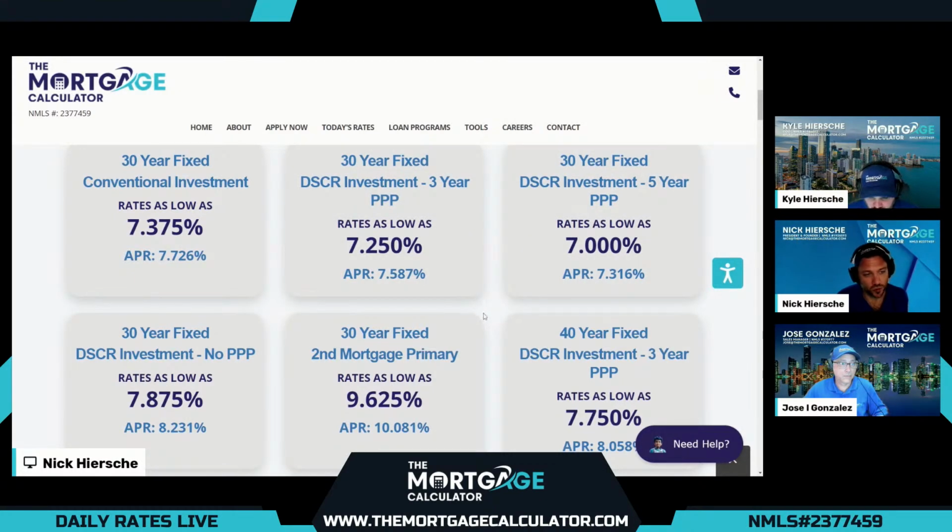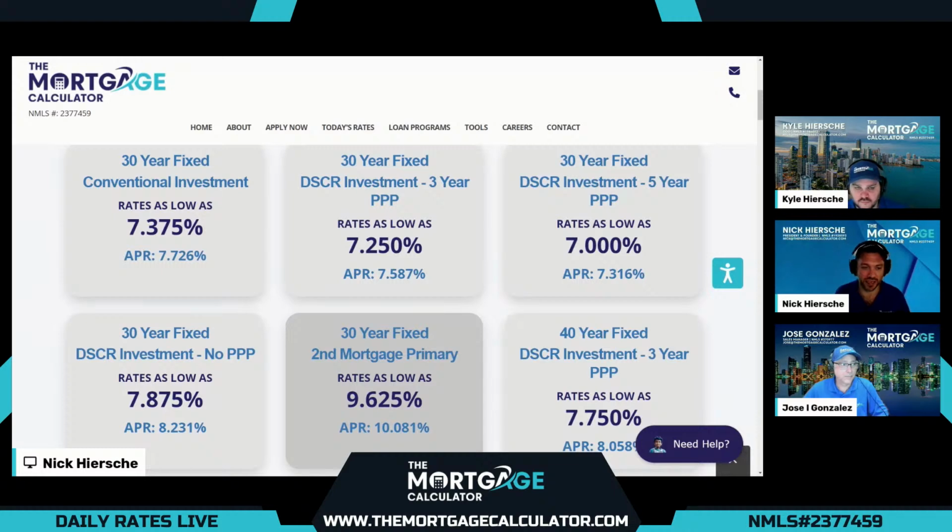And another couple cool programs here, our 30-year fixed second mortgage for a primary home. A lot of customers out there want to get cash out, but don't want to have the higher rates of today. So we can get a second mortgage, which would allow us to get cash out and keep the low rate first mortgage in place and still get some cash out. Rates as low as 9.625 today, APR of 10.081.